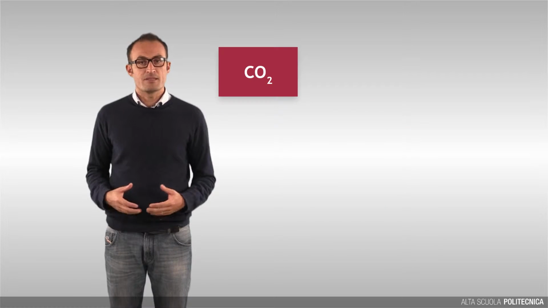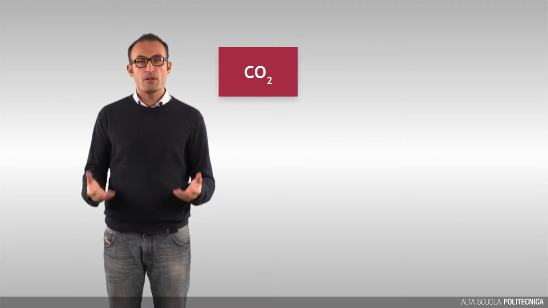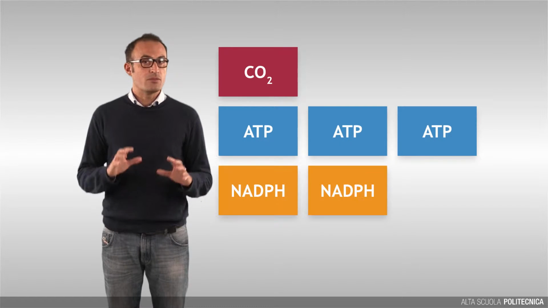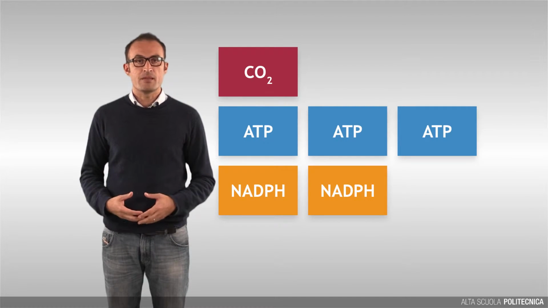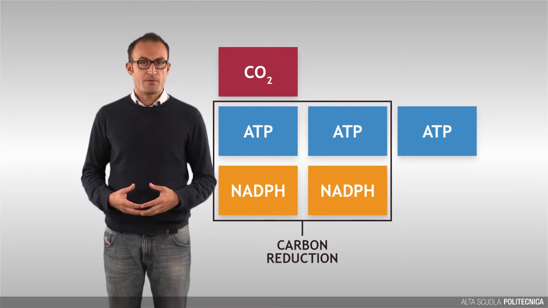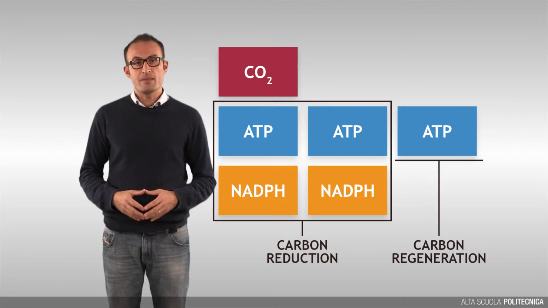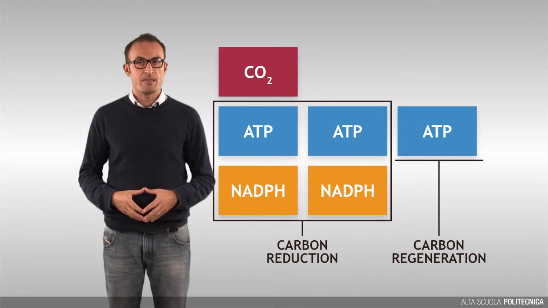The Calvin cycle suggests that the reduction of one molecule of carbon dioxide needs 3 molecules of ATP and 2 molecules of NADPH. These are partially provided during carbon reduction. Finally, 1 molecule of ATP is provided during the regeneration stage.